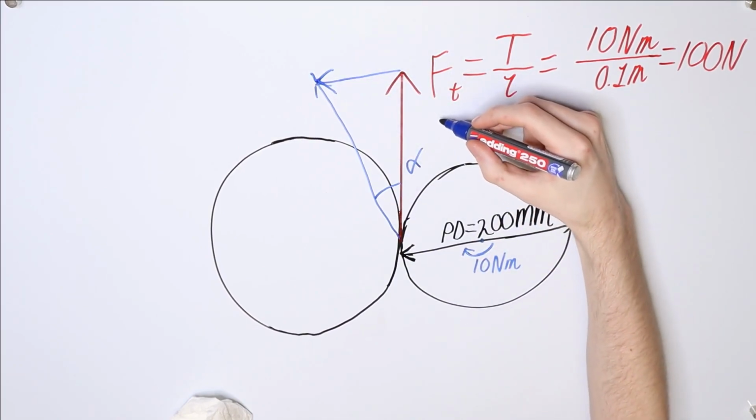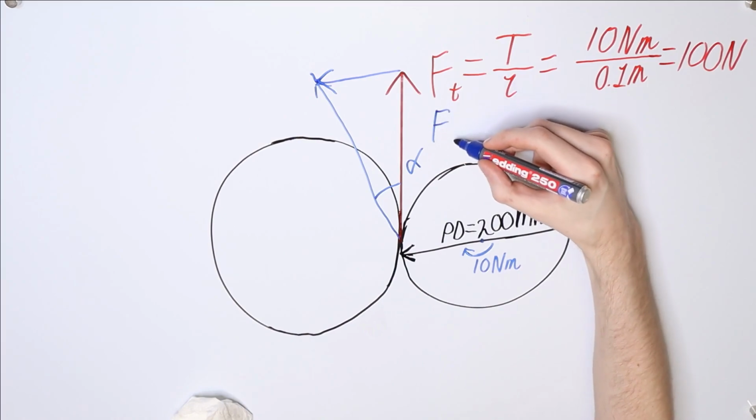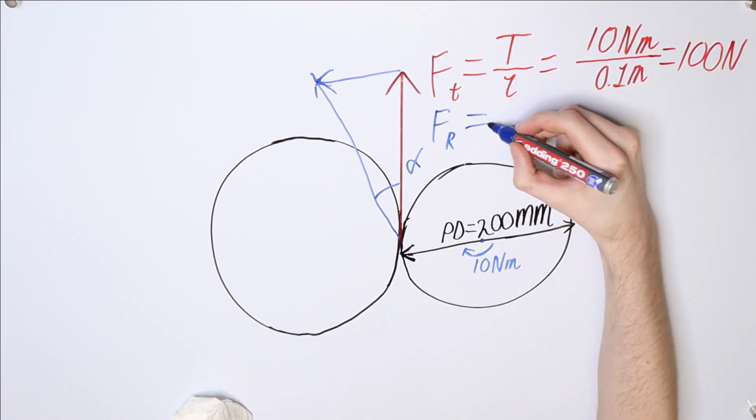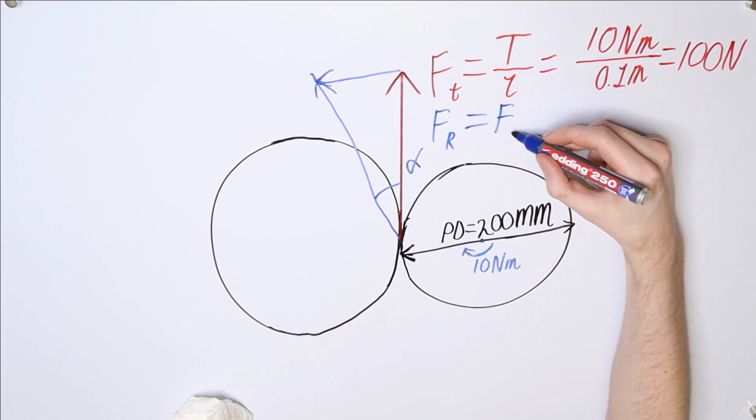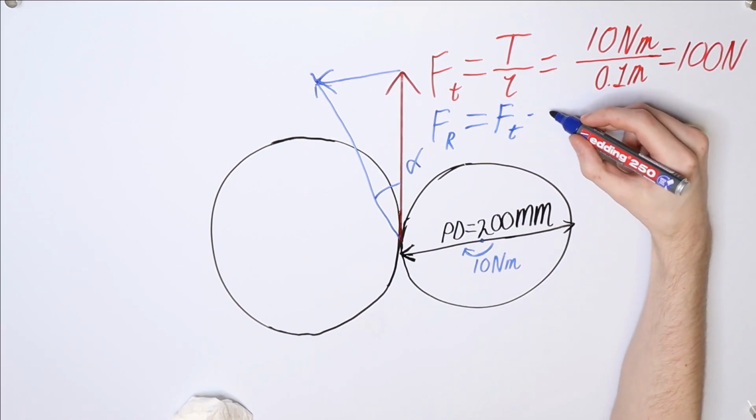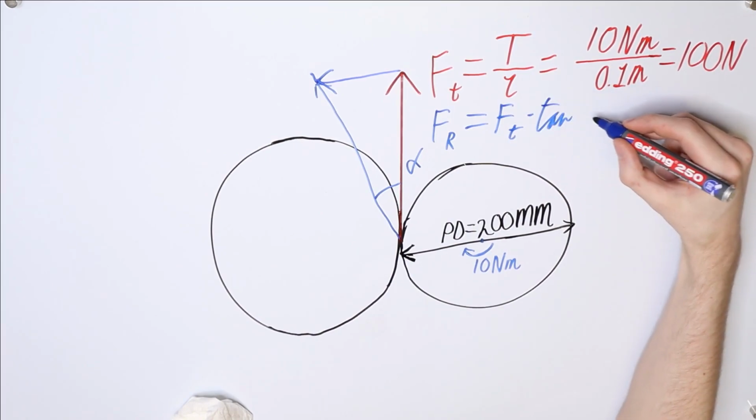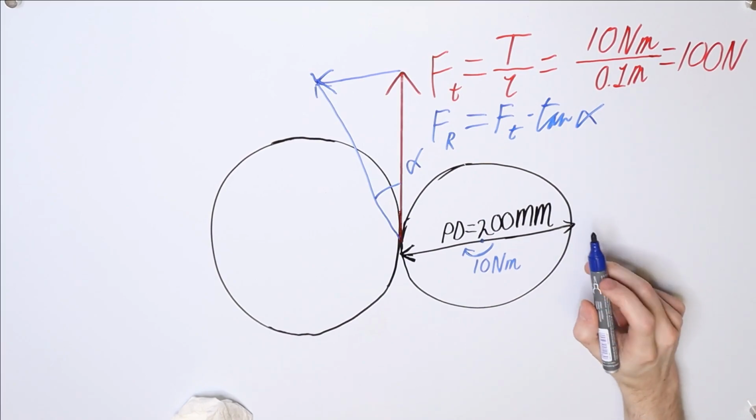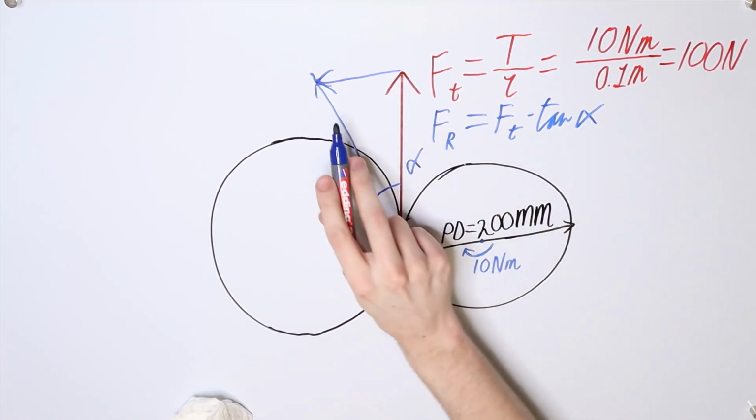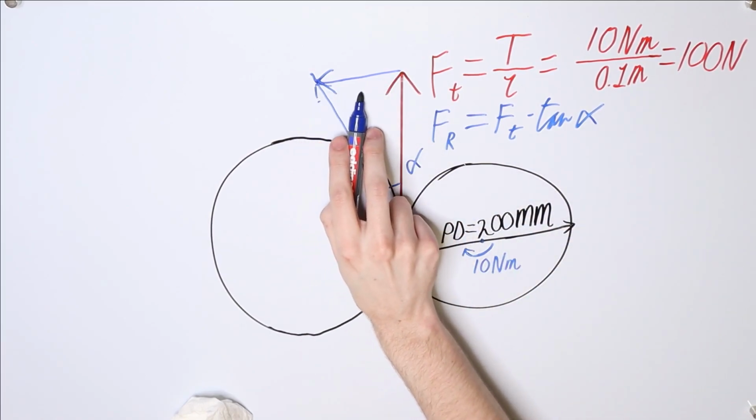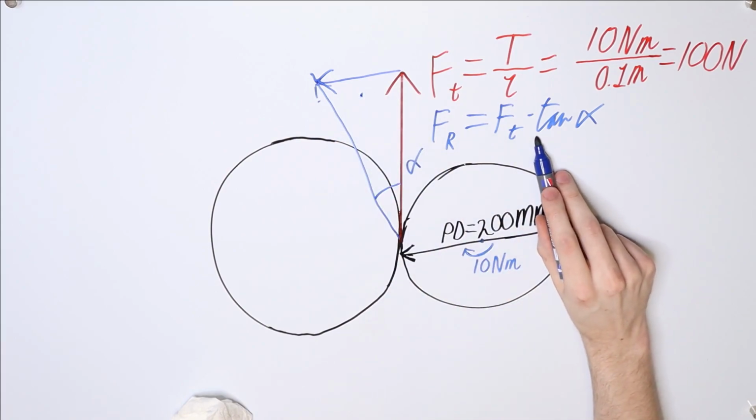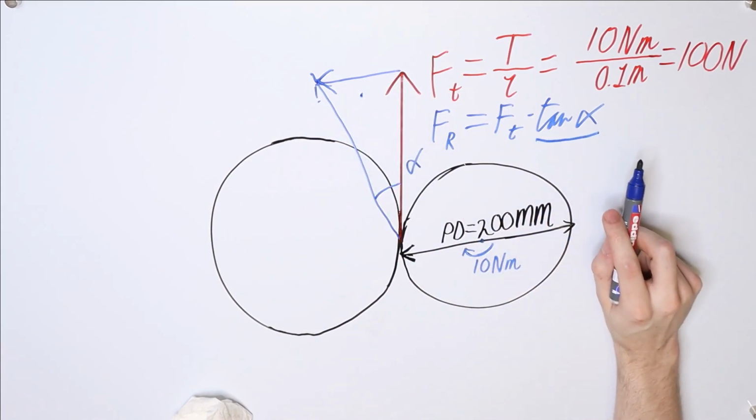And this radial force is equal to the tangential force times the tangent of the pressure angle. And so what you see here is that this force exists in the first place, and second, that as the pressure angle grows, that force also grows.